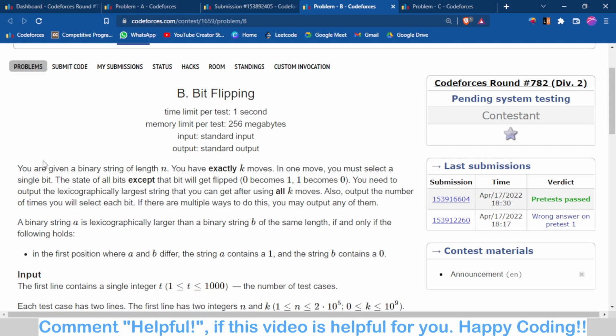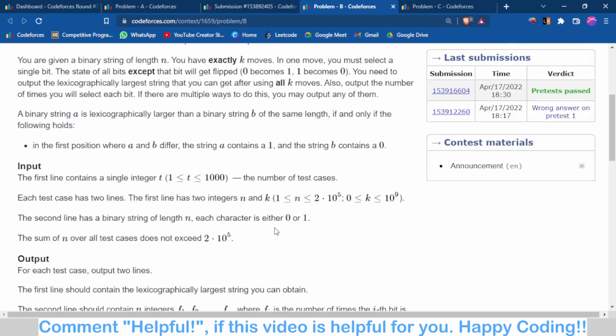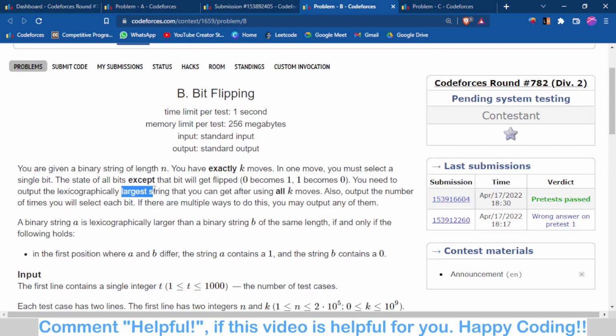Okay, so what we have to do is that we are given a binary string n. You can make exactly k moves, so you have to do all the k moves. You cannot do k minus 1 or 0 moves. In one move, you can select a bit, and you have to flip all the bits except that particular bit. By doing this, you have to find the lexicographically largest string which we can get.